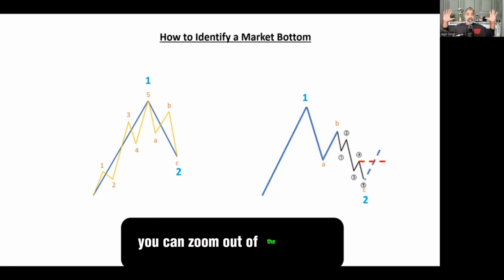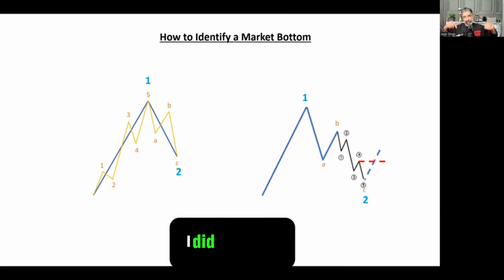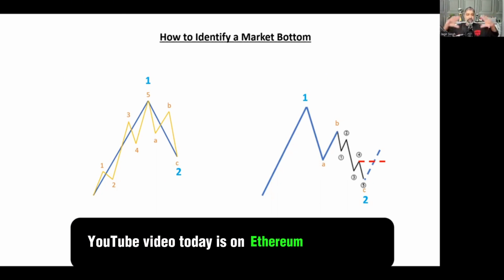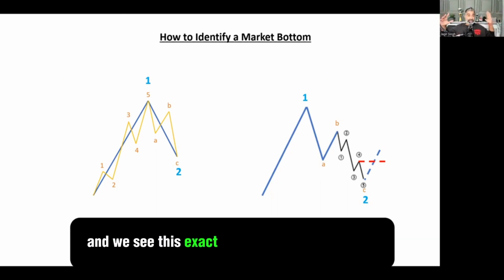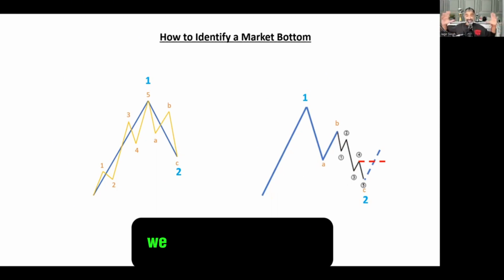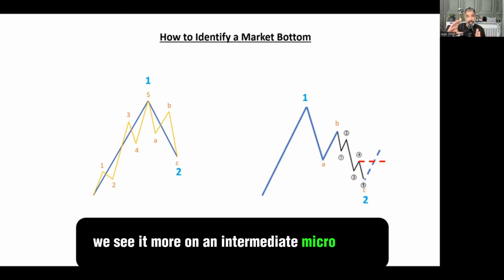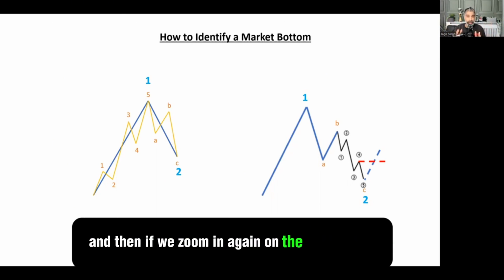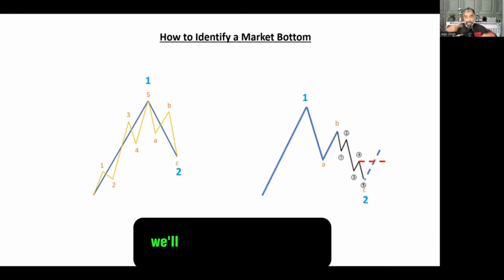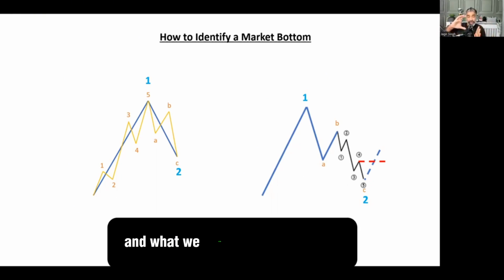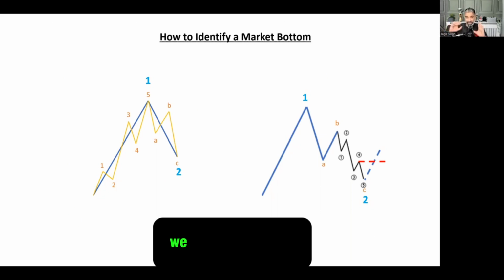So you can zoom out of the market, and you'll see this with Ethereum. I did a video on YouTube, today's video is on Ethereum. Zoomed out, and we see this exact pattern since 2017 to now. When we zoom in, since June to now, we see it more on an intermediate micro scale. And then if we zoom in again on the hourly chart, and we're going to go into it now, we'll see this pattern again.